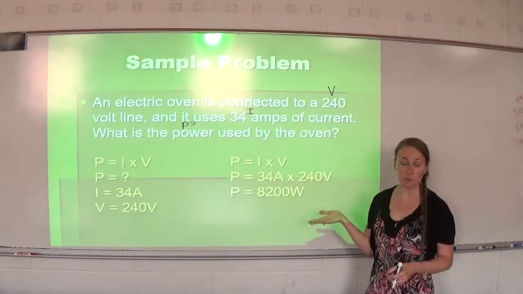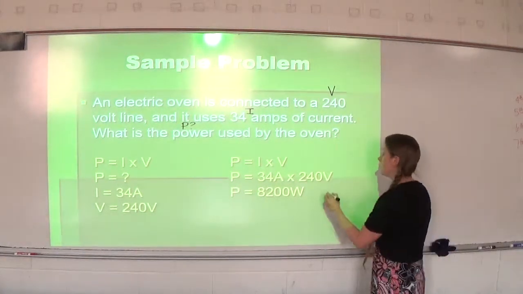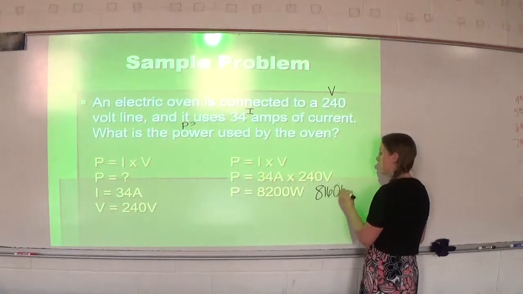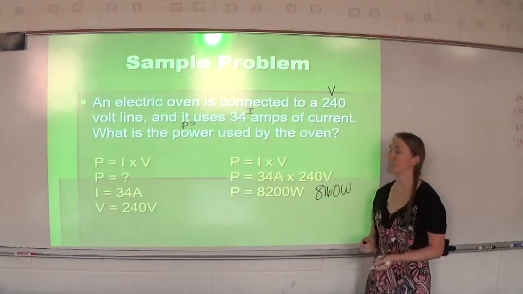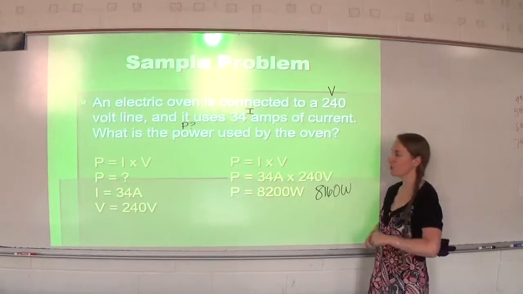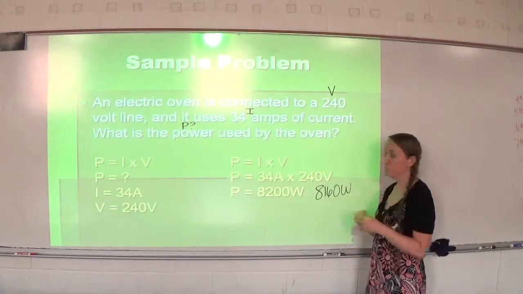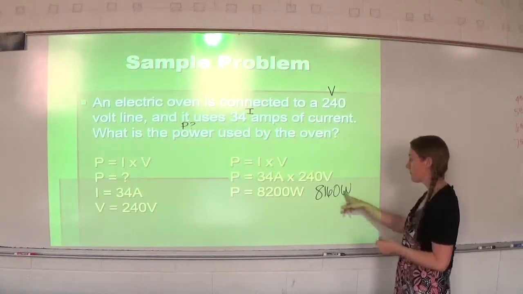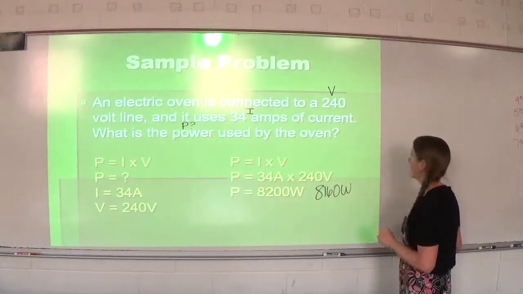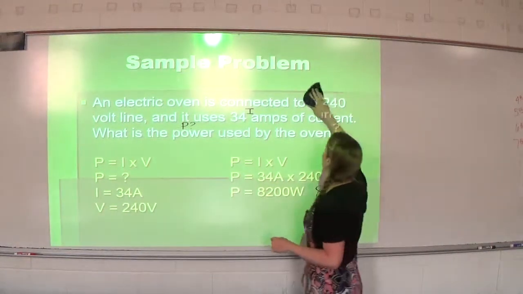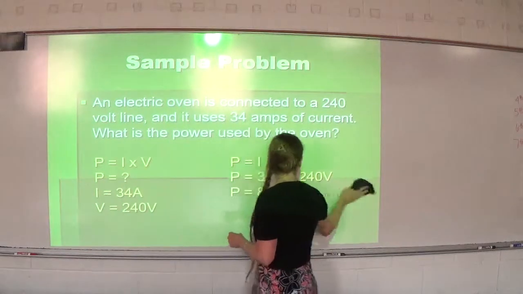Now this number, I did round on it. When I put it in the calculator, I get 8,160 watts. This is just rounding using something called significant figures, but you don't need to worry about those. If you put 8,160 watts, that's fine. But don't forget those units. That's not fine if you forget units, or put the wrong ones. Just saying. I like units to be correct.